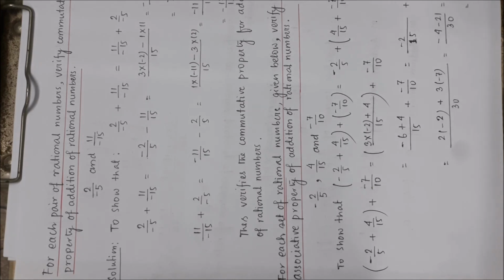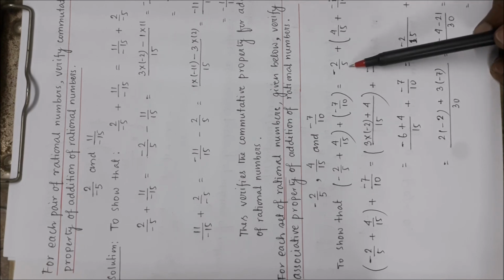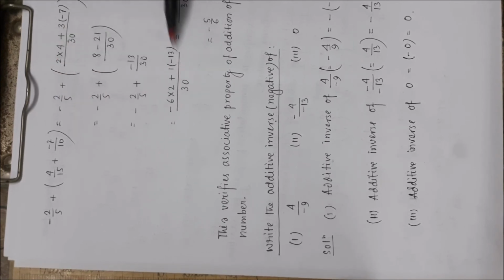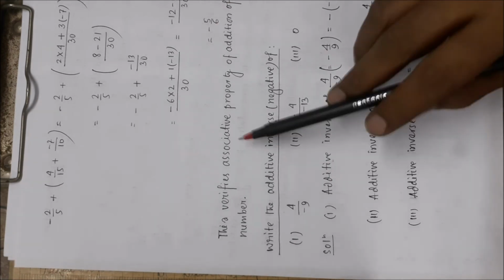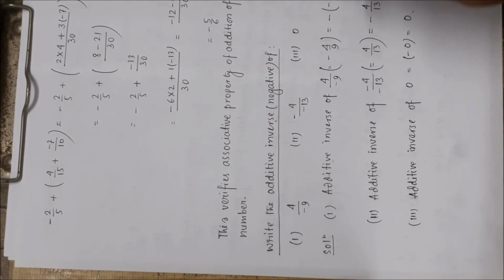Now next, first we need to find out the sum of these two, and then with the result we need to add minus 2 by 5. If you simplify this, you will also get minus 5 by 6. So you have seen both parts are equal and equal to minus 5 by 6. So this verifies the associative property of addition of rational numbers.